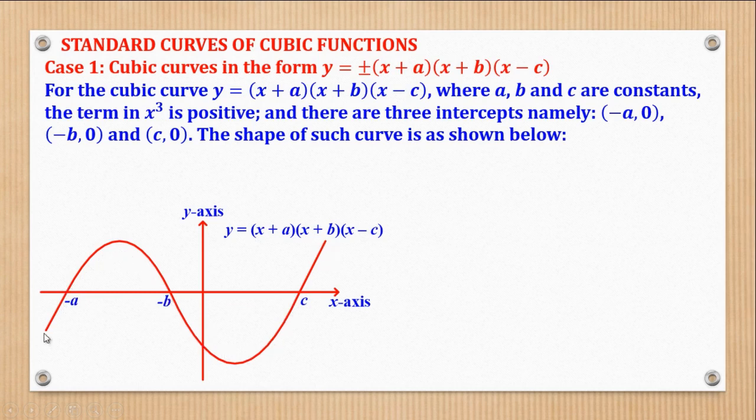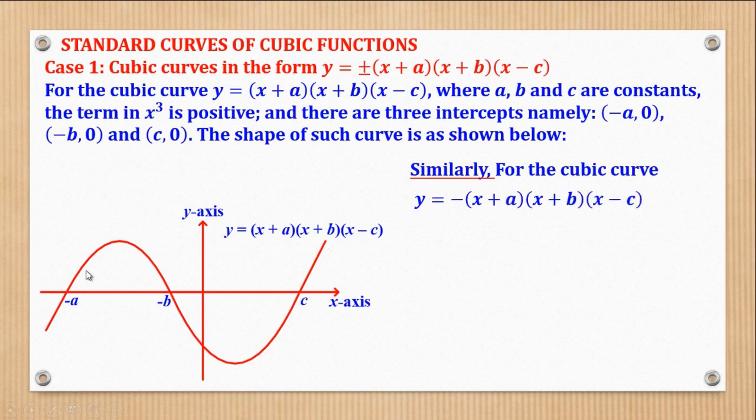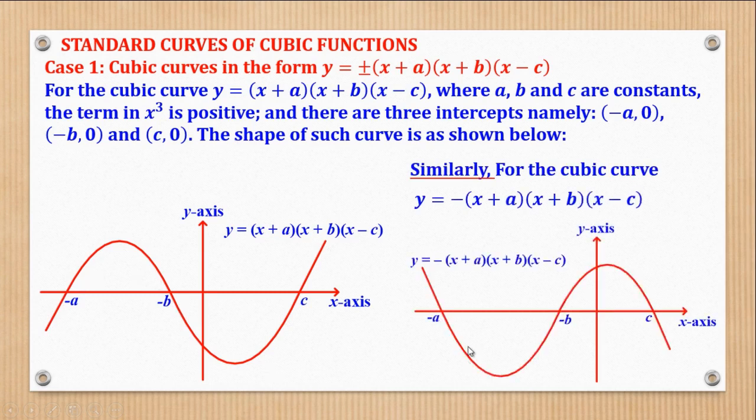What if it was negative? How would it be? If it is negative, then the shape will be in that case. I realize that there is a change. This one was in this form, and now this one is in this form. In other words, as x reduces, y increases, and as x increases, y reduces. For the positive case, as x reduces, y also reduces, and as x increases, y also increases. So that is the difference between when the sign on x cubed is positive and when it is negative.